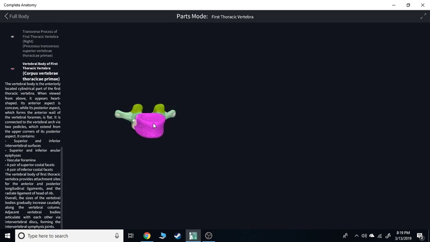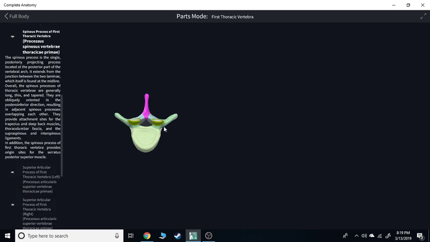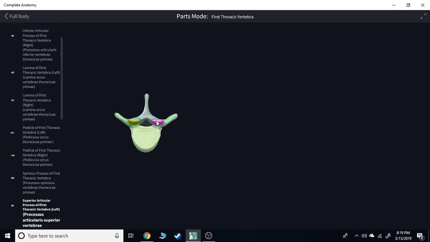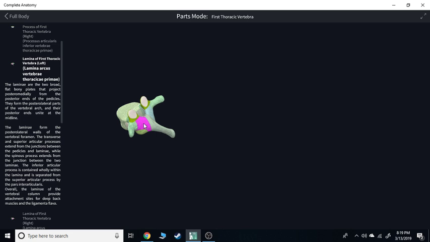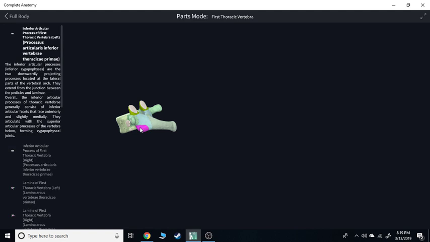This is just the body. So we have the body, transverse process, the spinous process, the superior articular process, and we have the lamina again. Down here is the inferior articular process. So that's where it would articulate with the vertebrae below it.